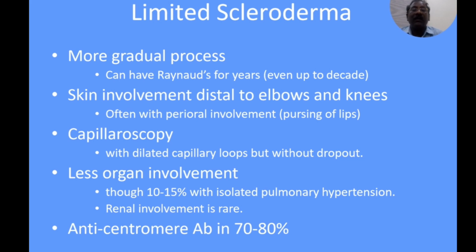Skin involvement is distal to the elbows and the knees, often with perioral involvement. So here the skin involvement is to the elbows, knees, and to the mouth and face. Capillaroscopy shows dilated capillary loops but without the dropouts. Less organ involvement, as I told you, in limited scleroderma, even though 10 to 15% will have an isolated pulmonary hypertension, and renal involvement is very rare. The antibodies positive in limited scleroderma are anti-centromere antibodies in about 70 to 80% of the cases.